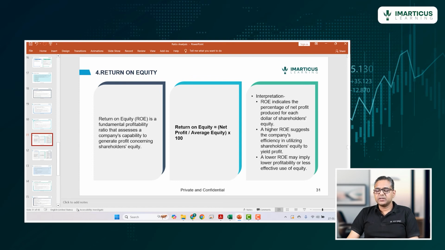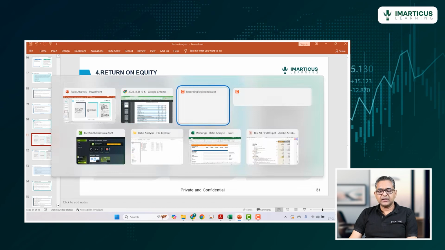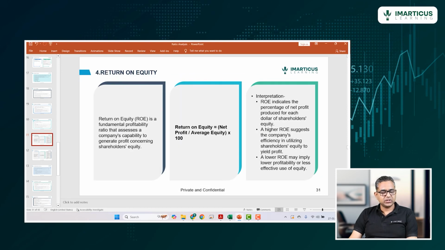Interpretation: ROE indicates the percentage of net profit produced for each dollar of shareholders' equity. So per dollar of shareholders' equity, what is the profit the company is able to generate? A higher ROE suggests the company's efficiency in utilizing shareholders' equity to yield profit. A lower ROE may imply lesser profitability or less effective use of equity. So again, if we are doing a comparison within the industry, the higher this ratio, the better it is. So this is return on equity.